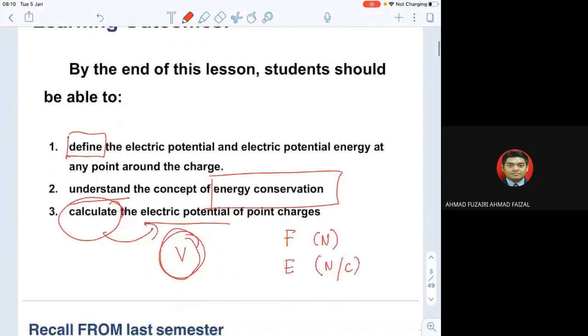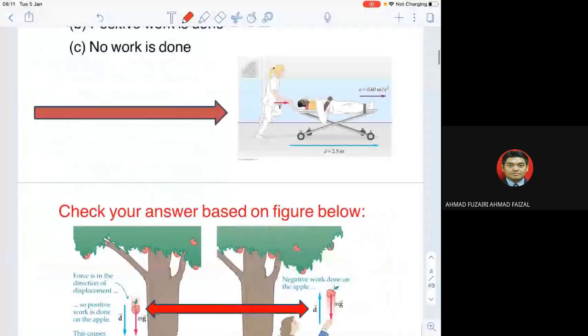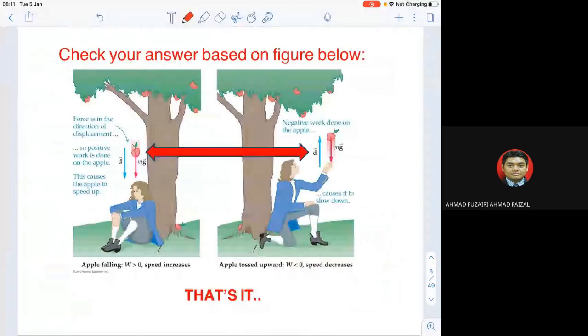Just recall from last semester that we learned about work and kinetic energy. We learned about negative work done. What is the negative work? What is the positive work? And how can we say when the work is zero? So all right, let's do a simple scenario like the one that happened to Newton.